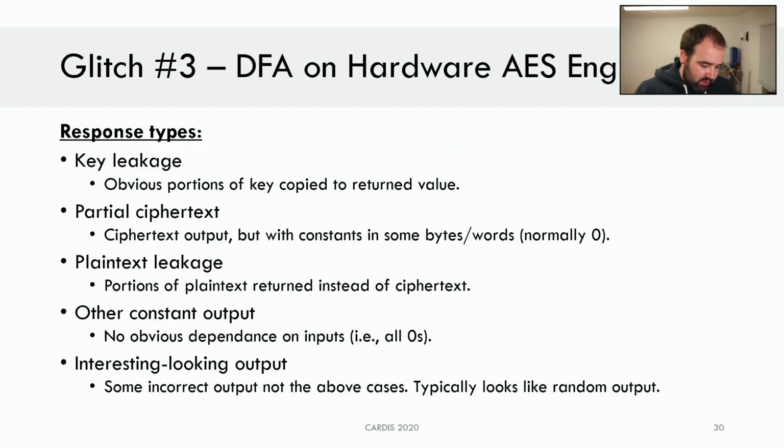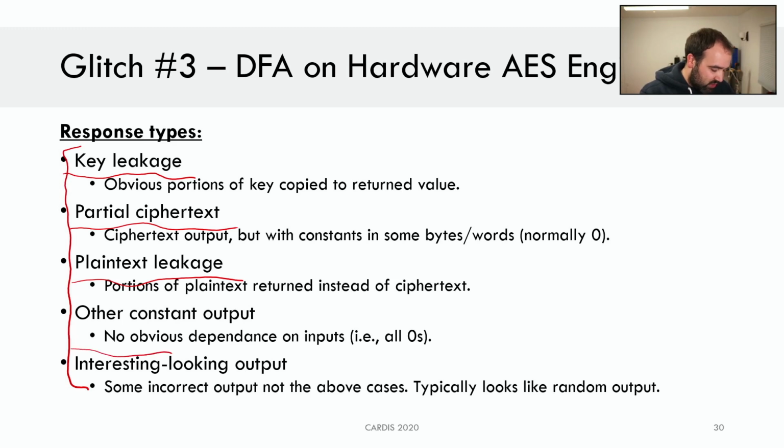The other interesting thing is that I briefly tested DFA on the AES, on the hardware AES engine. There are multiple responses you get, and you can get a lot of weird stuff, like just key leakage. Some of these, like key leakage and partial plaintext leakage, are probably because the engine didn't actually run. If the engine doesn't run, you'll probably get something like this because it copied data in, never did anything with it, and then copied data out.